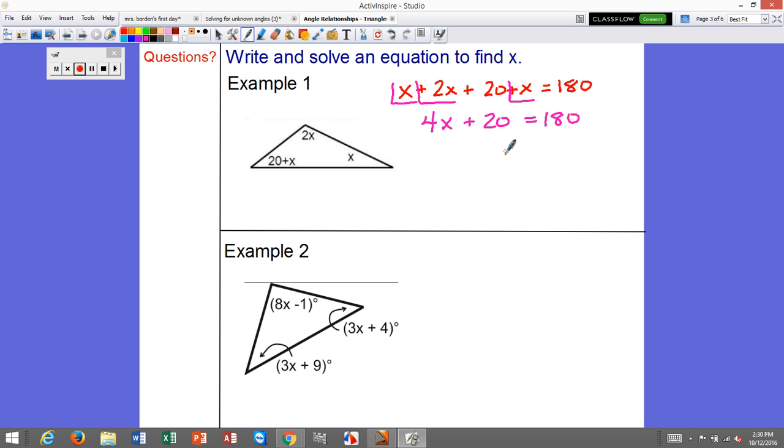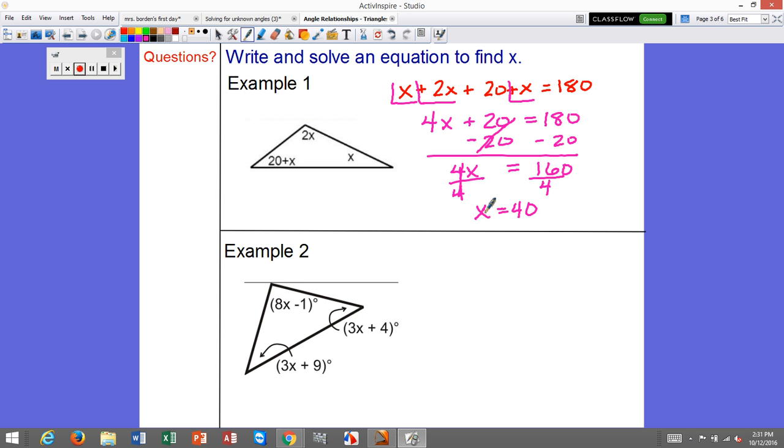We're then going to use inverse operations to isolate our x. We're going to start by undoing the addition with subtraction. 4x is equal to 160 because our 20s are a zero pair. We're going to inverse the multiplication by using division and divide by 4 on both sides. 160 divided by 4 would be 40, so x equals 40.